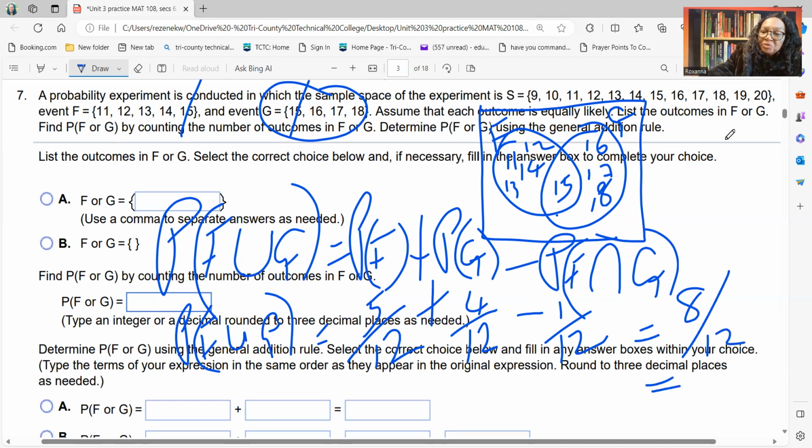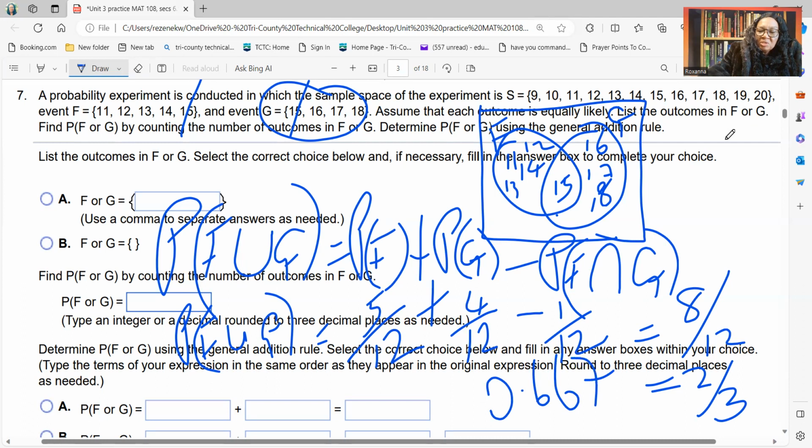Simplifying, I have 2 out of 3, but I'm told to leave my answer to 3 decimal places. What's my answer to 3 decimal places? 0.667. I don't want to be waiting for you because we got a lot today. Okay, so it's 0.667.